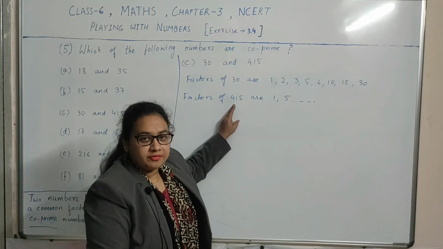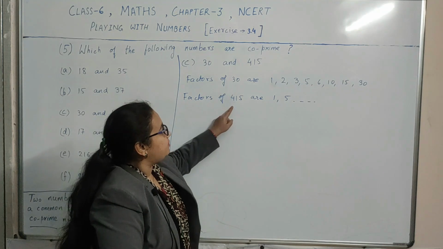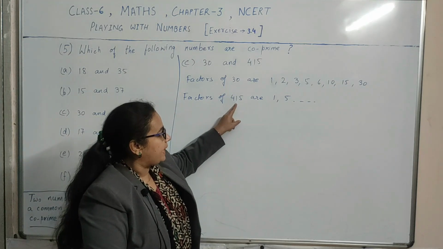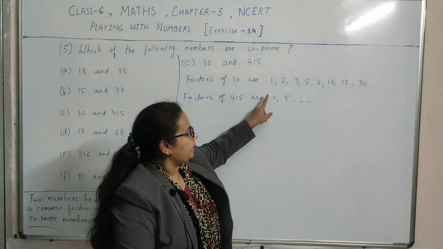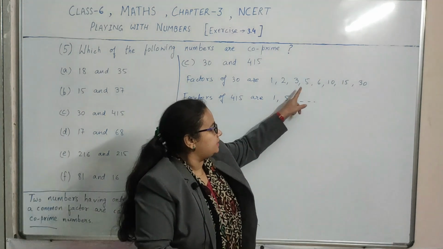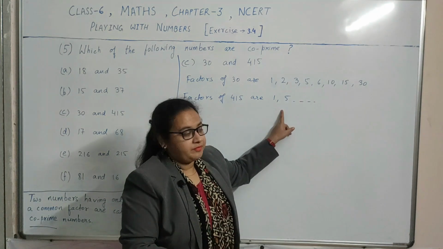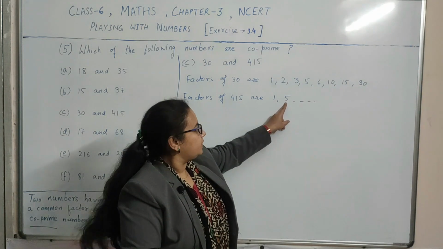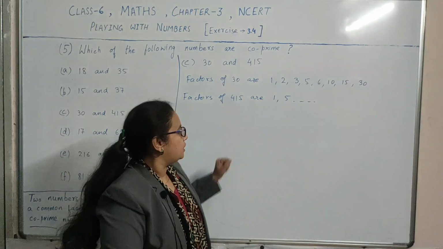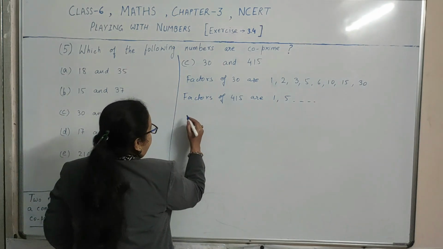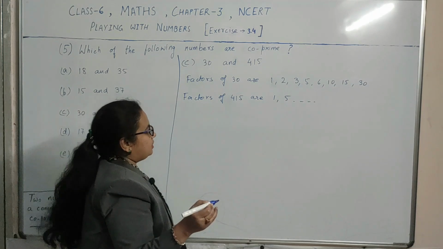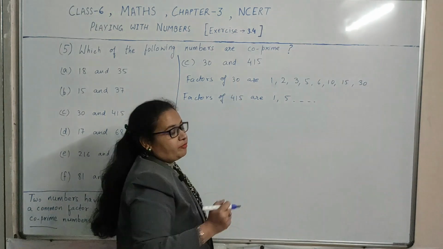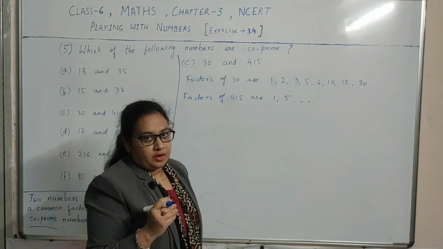and 415, which shows that these two numbers are not coprime. Because if these numbers were coprime, the only common factor would be 1. But here we are getting another common factor also, which is 5. So we don't need to find other factors of 415. We can stop if we get a factor other than 1, right? So we can write that other than 1 there is a common factor of 30 and 415. So these numbers are not coprime.